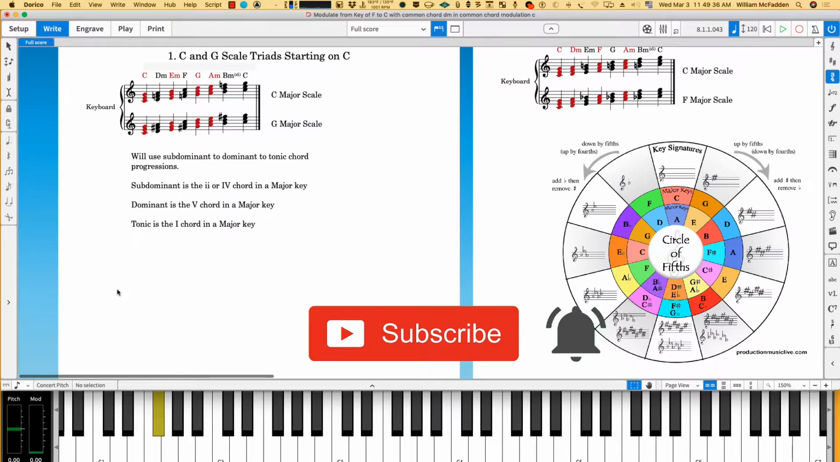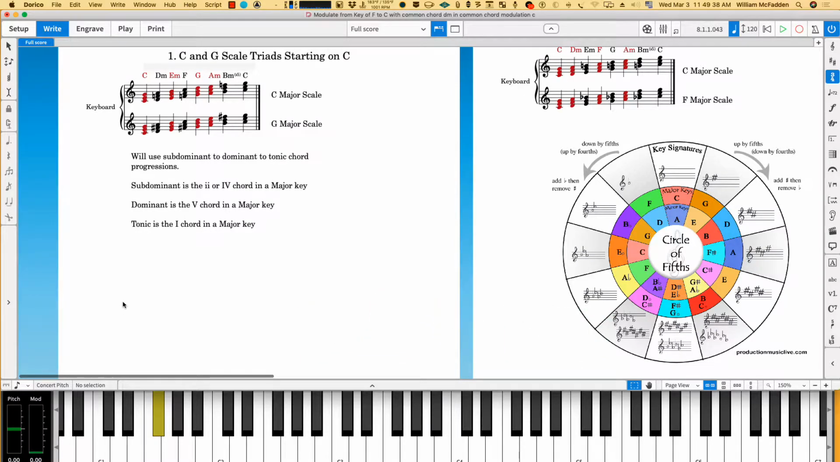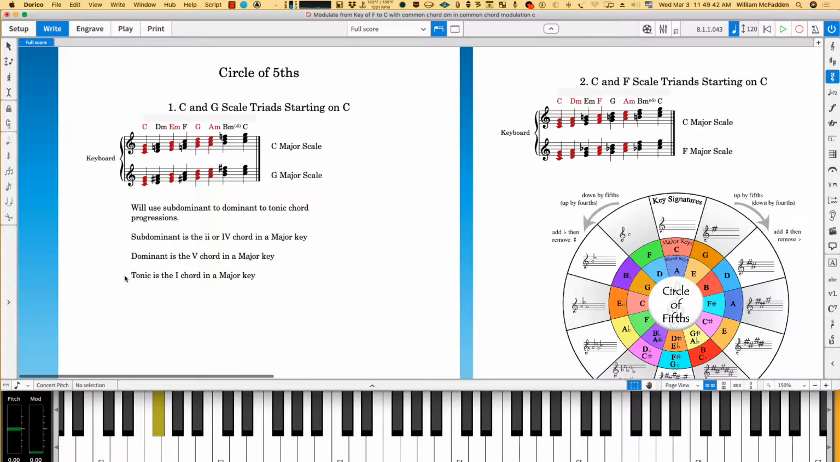Hello everybody, this is Bill McFadden from TonePure.com, and in this video we're going to take a look at modulation using a common triad or common chord.